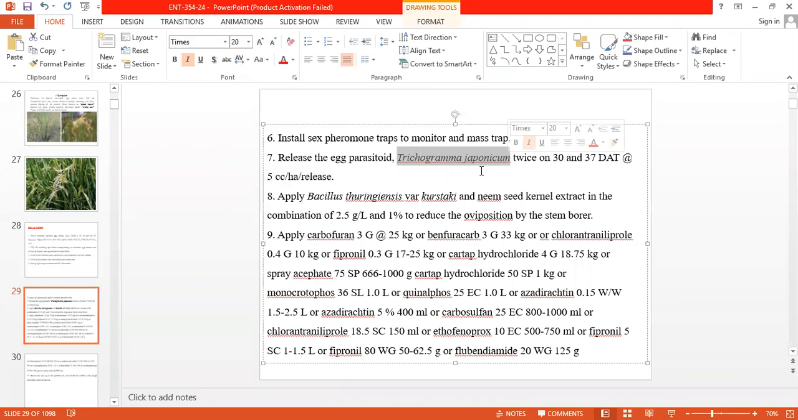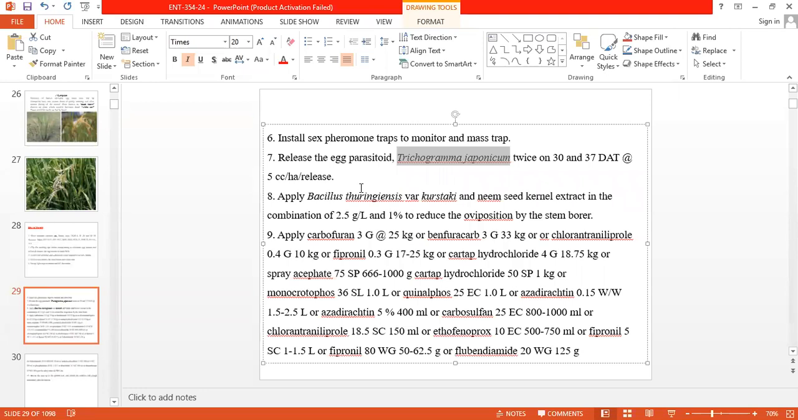It should be released two times, on 30 and 37 days after transplanting, at the rate of 5 cc per hectare per release. So this is the release of Trichogramma japonicum eggs. The egg card of the Trichogramma should be stapled in the field, and from that the adult Trichogramma comes out and parasitizes the eggs of yellow stem borer. So 5 cc of eggs, that is 5 lakh eggs, should be released per hectare. So this is Trichogramma japonicum, the specific egg parasitoid of yellow stem borer.